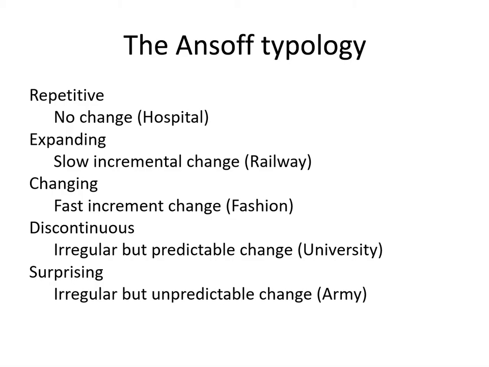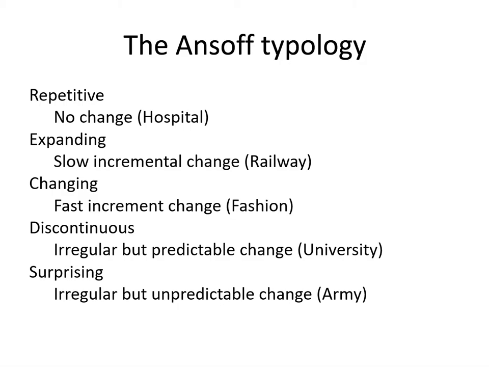Ansoff then says you also have discontinuous environments where there is irregular change, even though it might be predictable. And a good example here would be universities. University changes are often linked to things like demographics, changes in society. If we know, for example, that there's a lot of 18-year-olds in a particular year, we know we're going to be very popular because there's just more students available. And of course, we can plan for that years and years in advance because we know how many people are going to be graduating each year through their A-levels and international equivalents. So although the change is irregular, it's predictable.